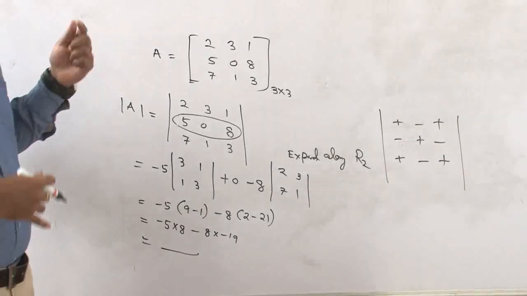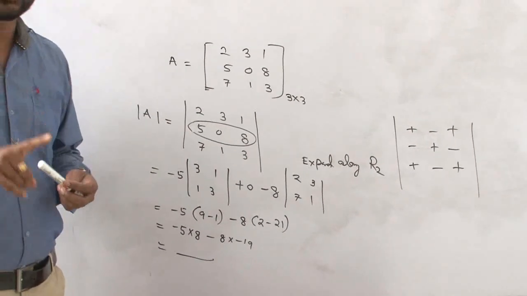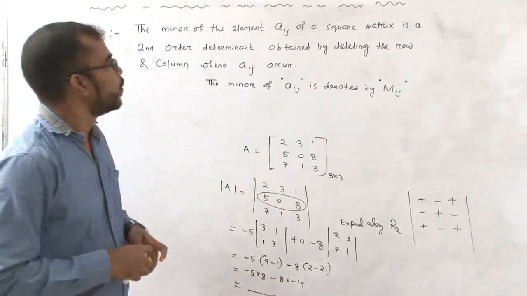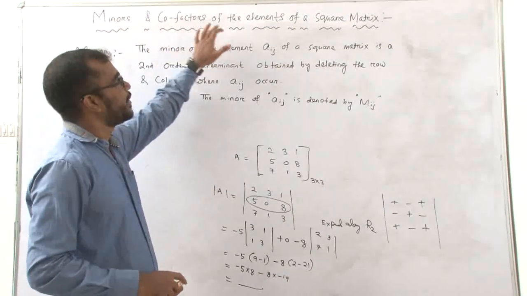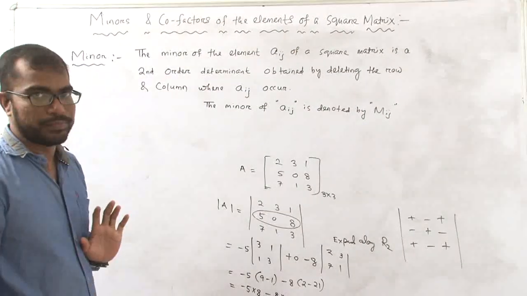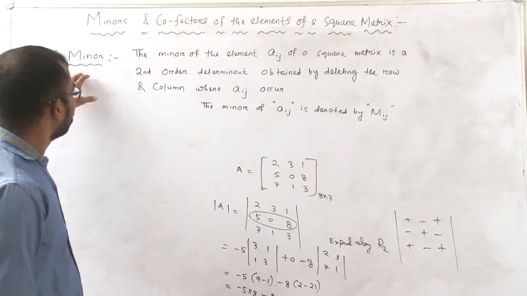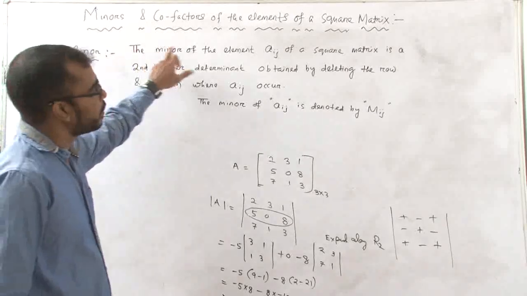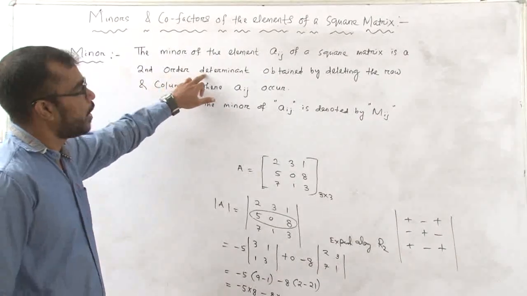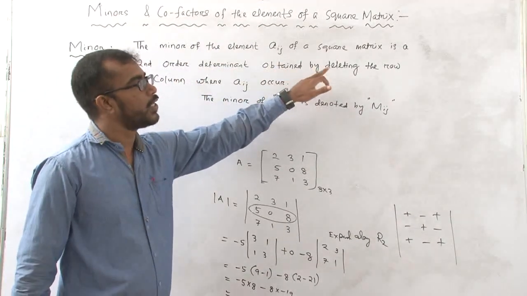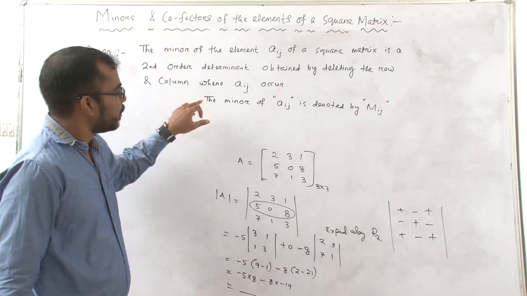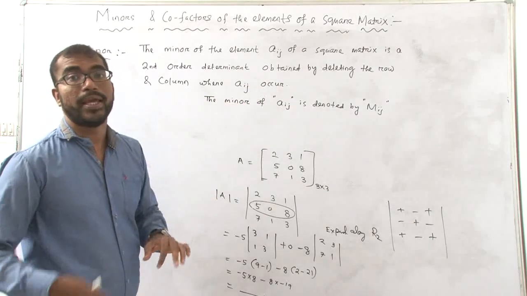In this way, we evaluate first order, second order and third order determinants. But in this session, we discuss the minor and cofactor of the elements of a square matrix. First, we have to discuss what a minor is. The definition of minor: the minor of the element Aij of a square matrix is the second order determinant obtained by deleting the row and column where Aij occurs. The minor of Aij is denoted by Mij.